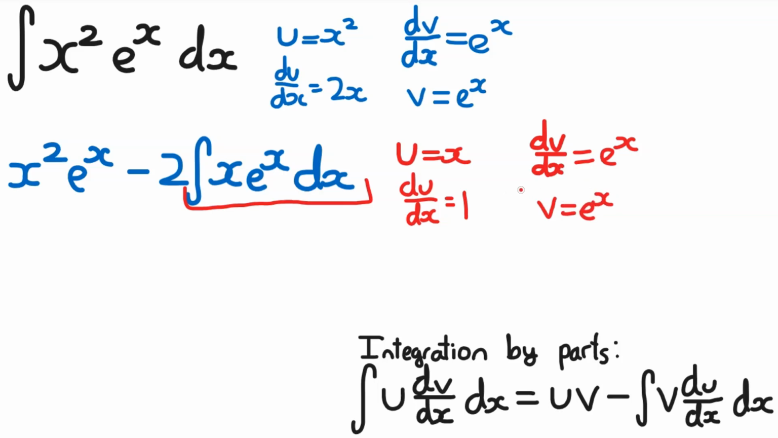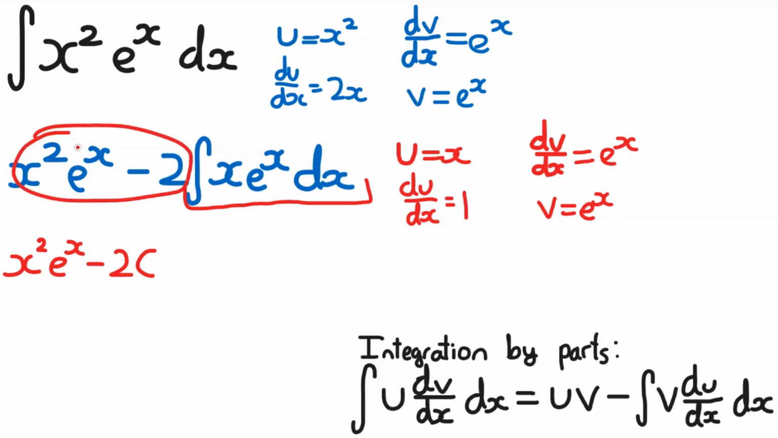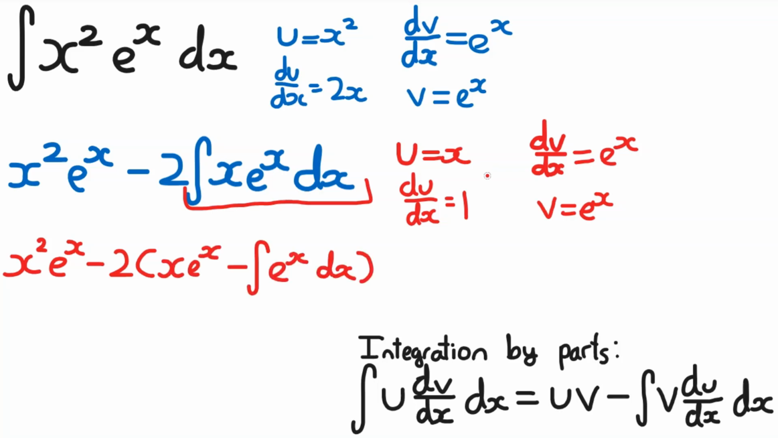Now when we're doing this, remember that you need to keep this part here the same, so we still have this x squared e to the power of x minus 2, and then we are integrating this here by parts, so like this here. So this is inside a minus 2 bracket, so it's going to be integration by parts is uv, so u is equal to x and v is equal to e to the power of x, so uv is x e to the power of x, and this is going to be minus the integral of v multiplied by du over dx, so v is e to the power of x and du over dx is equal to 1, so 1 multiplied by e to the power of x is just e to the power of x, so it's minus the integral of e to the power of x like this here.